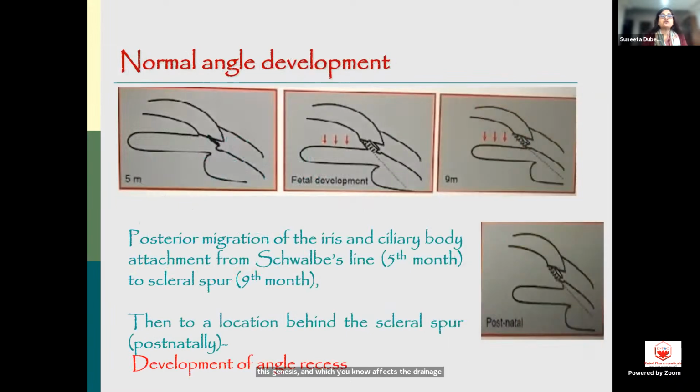If you look at the normal angle development, there is posterior migration of the iris and ciliary body from the Schwalbe's line at the 5th month. Till the 5th month, the iris and ciliary body are attached to the Schwalbe's line, and then it starts separating. In 5 months, you can see the scleral spur. So when a child is term, the scleral spur should be visible. And then after birth also, there is formation of the recess. The development of the recess takes place only after the birth of the child.